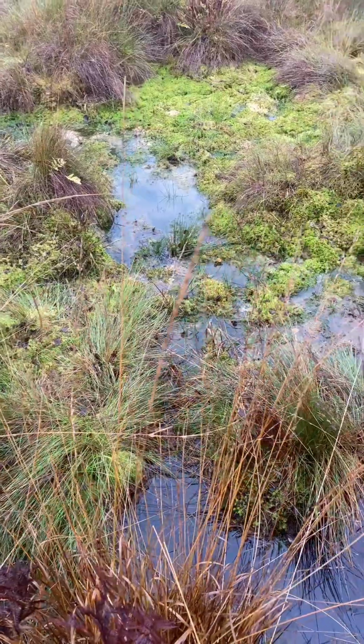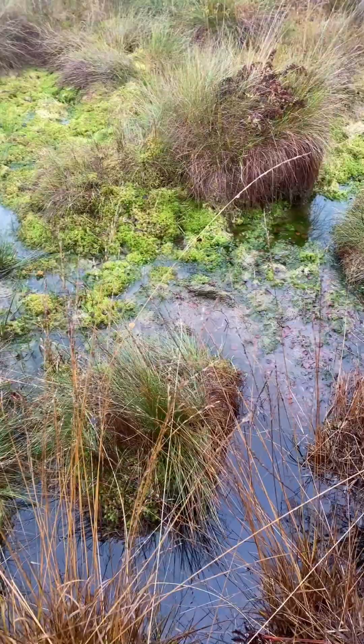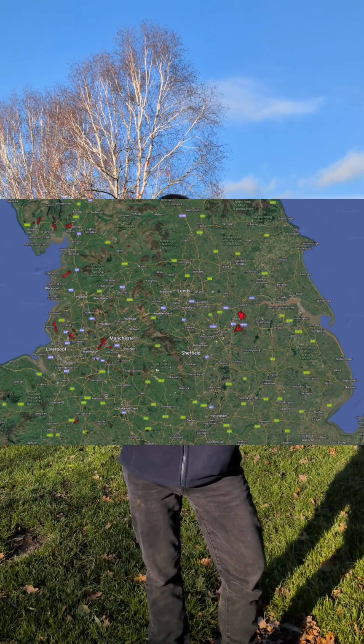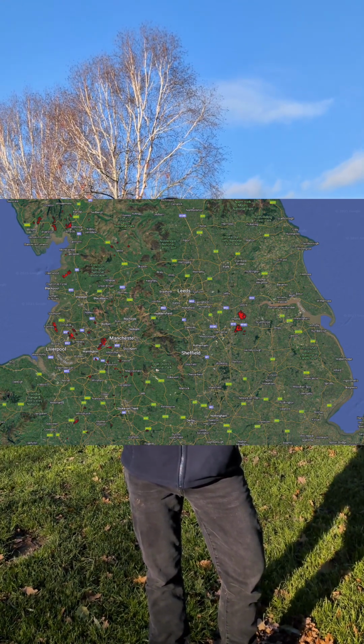Its nutrient status is poor and is typically quite acidic. So the flora found there is generally sphagnum mosses and different grasses, and it's found, as the name suggests, in quite lowland areas, generally below sea level. An example of a lowland raised bog would be the Meres and Mosses.